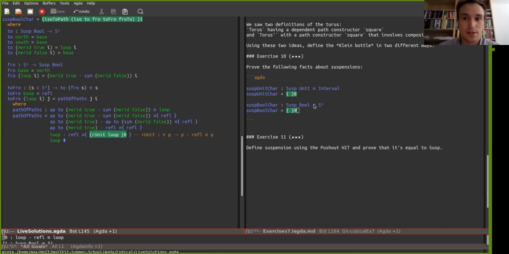Okay, there were some questions. So why does the first equality hold by REFL? You mean this one?